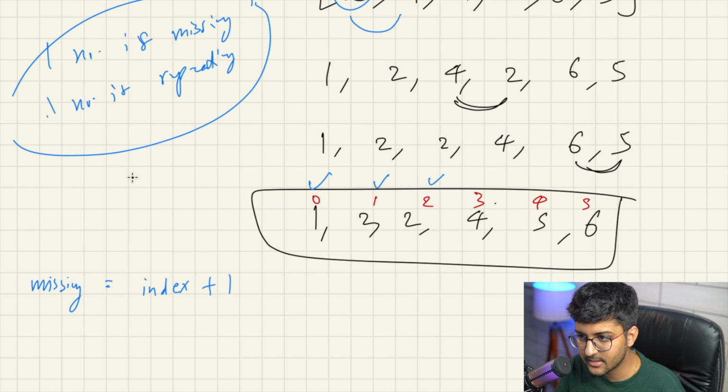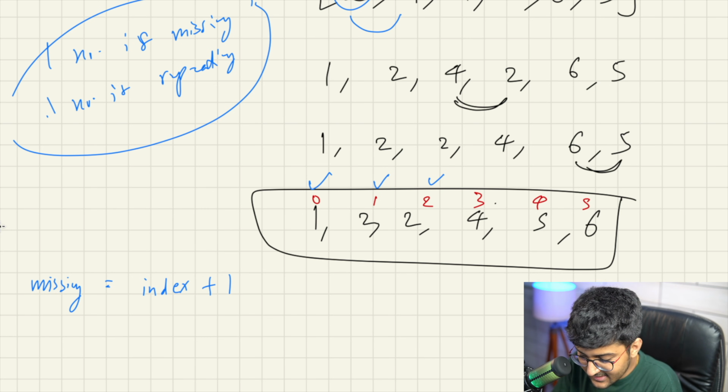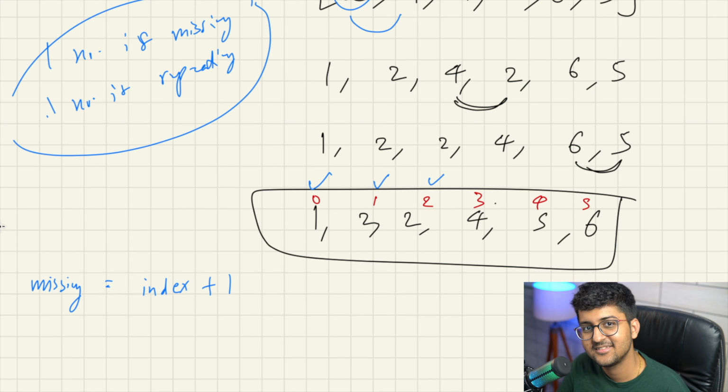Okay, missing number is equal to index plus 1. Now notice something. Since only one number was misplaced, the number that is at the wrong index, which number is it? If all the numbers are at the right place, and there is this one number that is at the wrong index, which number is this? It means the duplicate number.